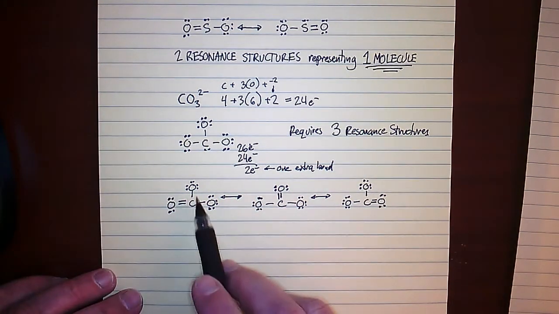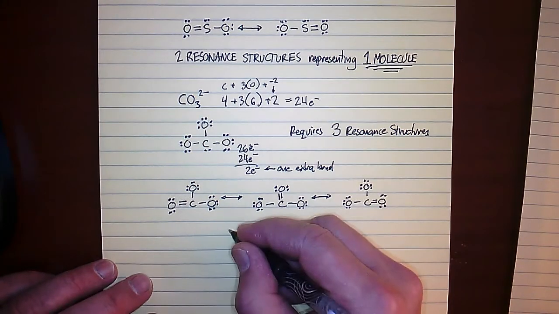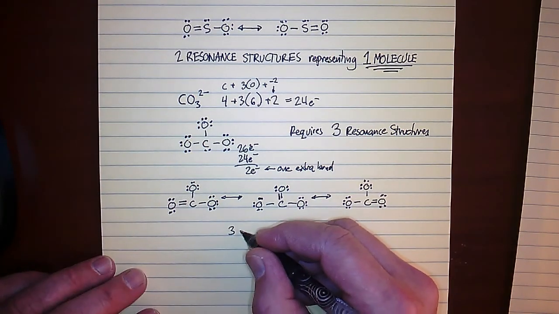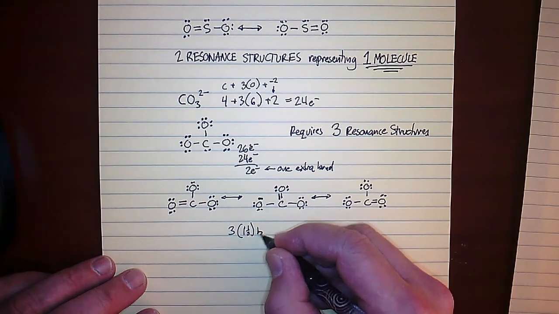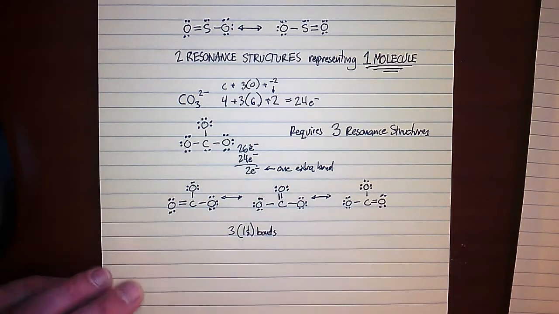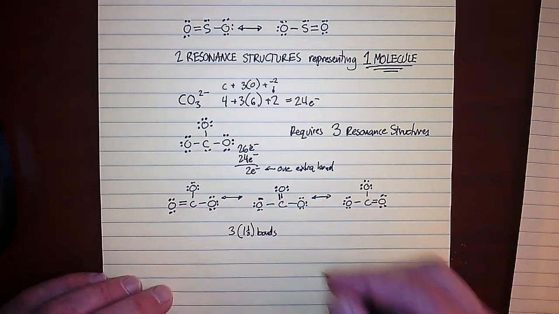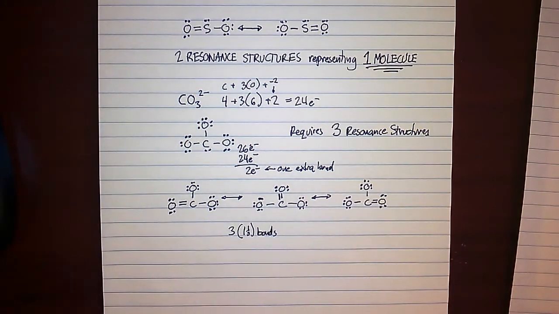So we have 3 equivalent bonds. It would be like, in this case, 1 1/3 bonds, if you will, in terms of bond strength, right? So it's 3 exactly equal bonds, not 1 double and 2 single, right? That's what we're representing here.